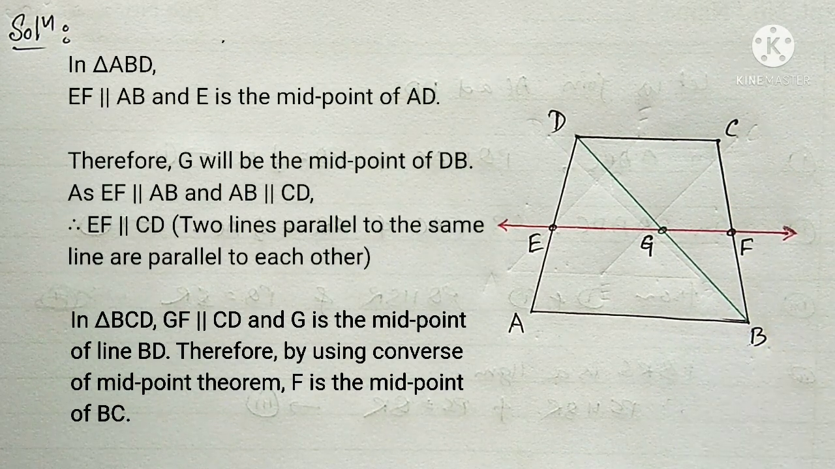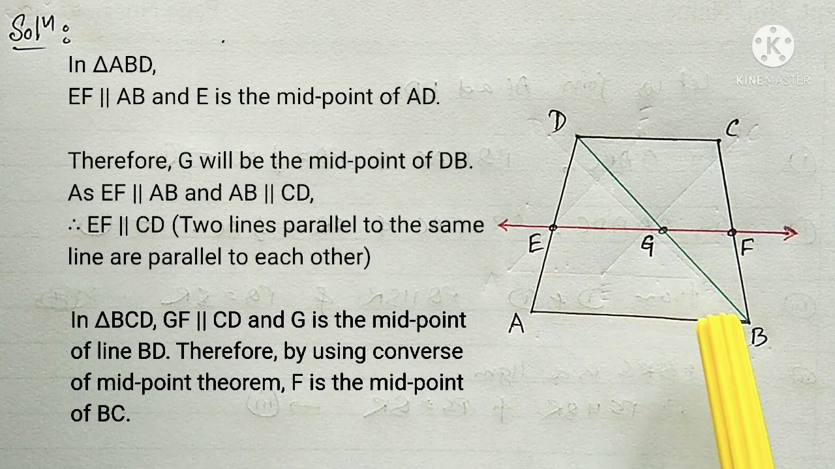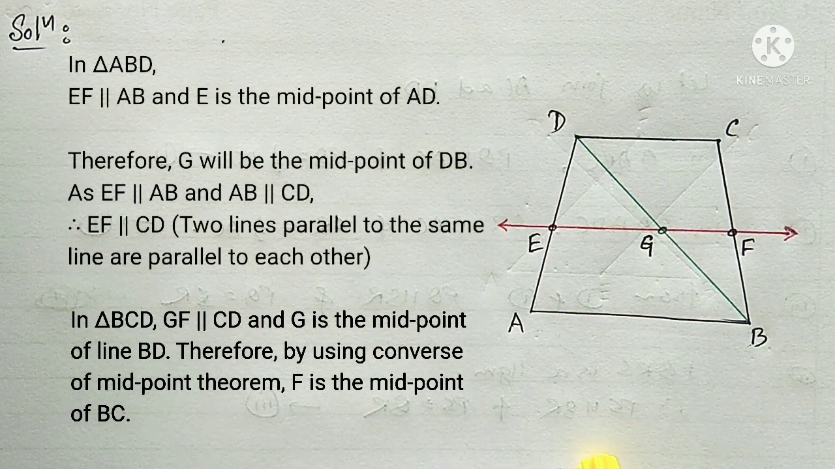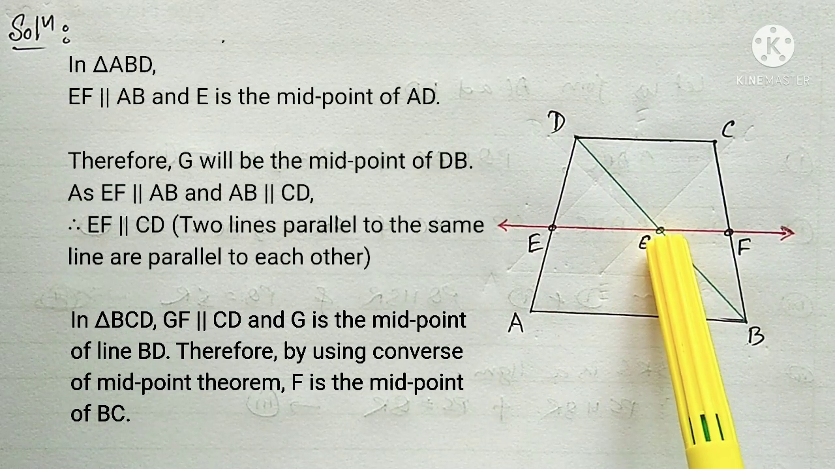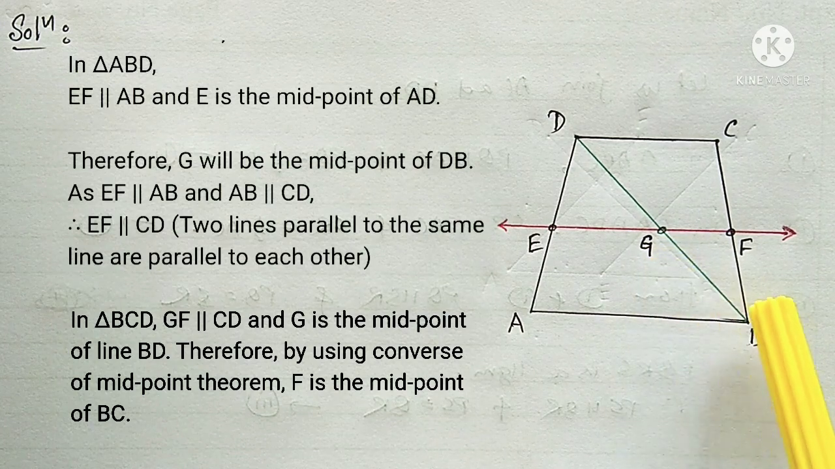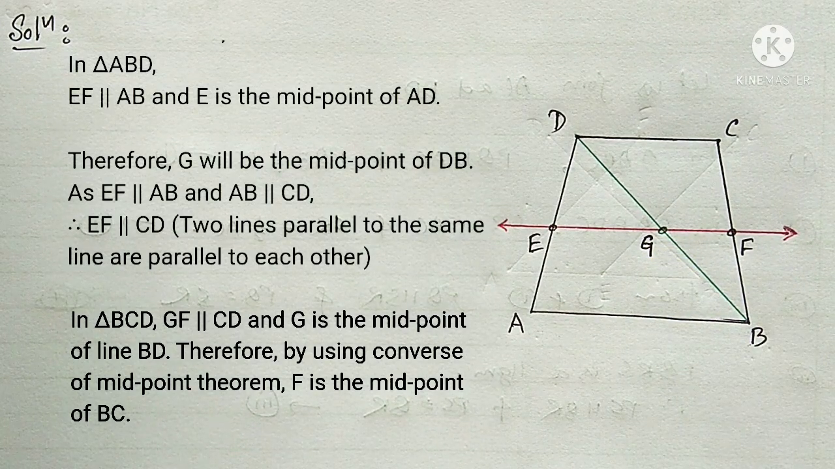This follows from the converse of the midpoint theorem, isn't it? Because in triangle BCD, GF is parallel to CD and G is the midpoint. So if G is the midpoint, from here easily we can say F is also the midpoint. Is it clear? Very simple question, and this is our proof. Hence our proof is complete, because the question says prove that F is the midpoint of BC, and we have already proved it. I hope all of you understood this one. Okay.